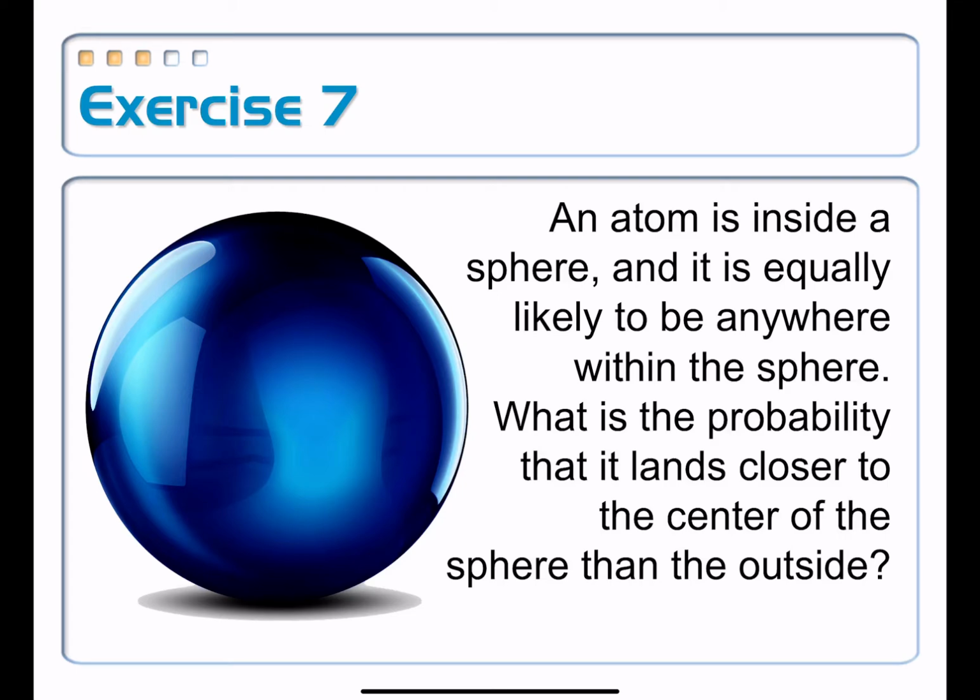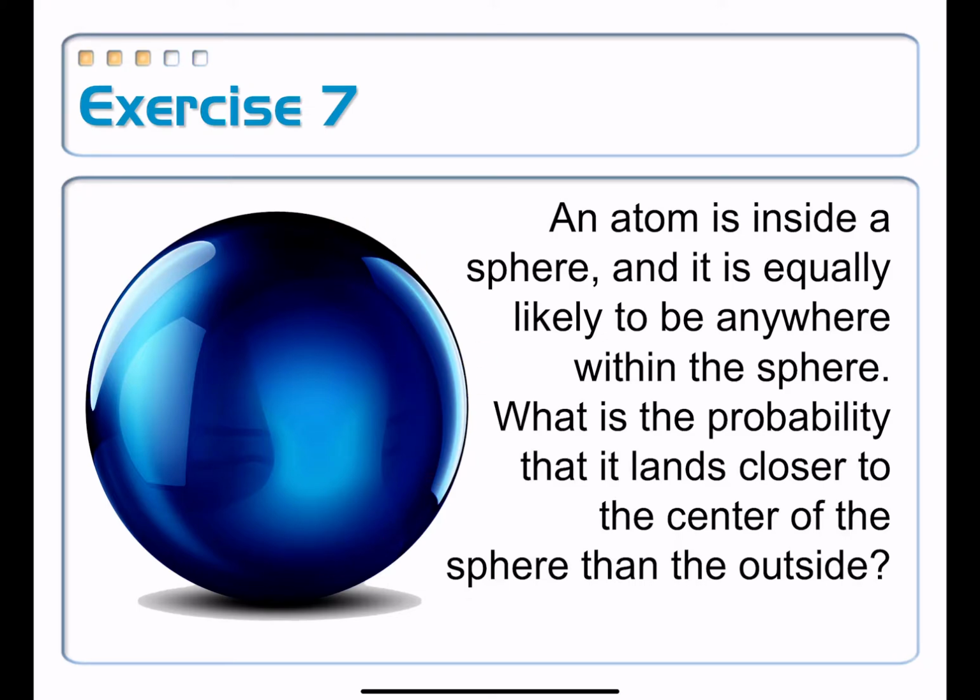Let's take a look at one more example with exercise 7. An atom is inside a sphere and is equally likely to be anywhere within the sphere. So we've got some sort of atoms bouncing around inside here. What is the probability that it lands closer to the center of the sphere than the outside of the sphere?